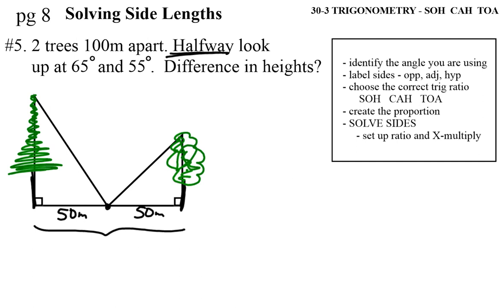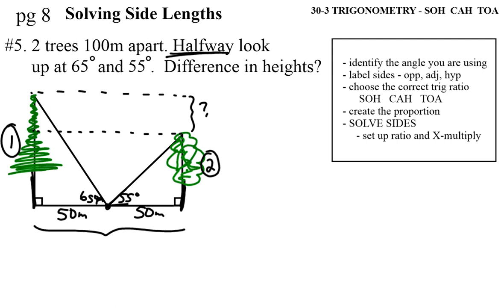You can look up 65 degrees. Well, here's our 65 degrees because that's looking up. And here it's 55 degrees, not as many degrees because it's a smaller tree. We don't have to angle as high. We want to know the difference in heights. Well, here's the difference in the heights. This here is what we're trying to find. What we can do is find the height of tree 1, find the height of tree 2, and subtract them. So there's two calculations.